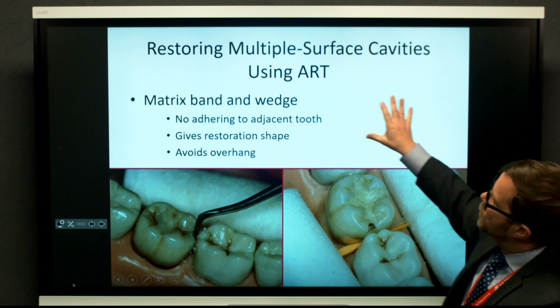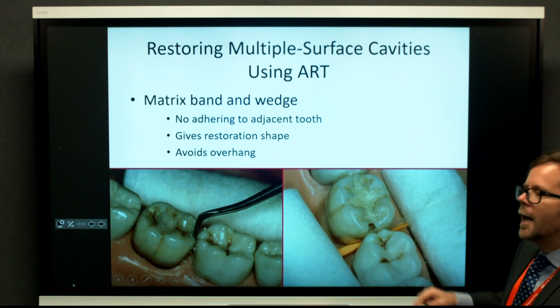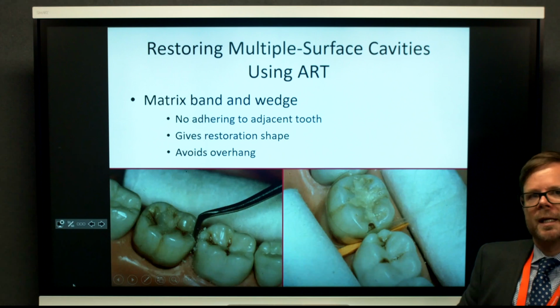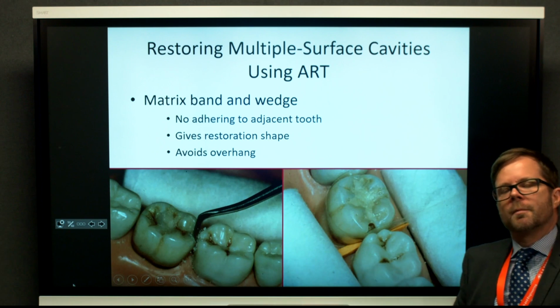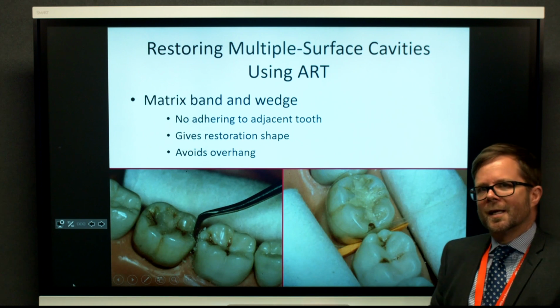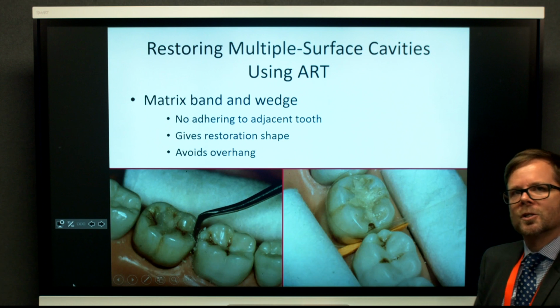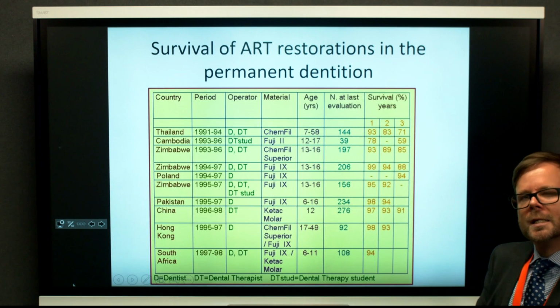Okay, but in terms of your placement technique, you will need to use something like a matrix band in order to press the material against it to give the restoration shape and to avoid overhanging margins. Again, don't worry about matrix bands at the moment. That's something that we'll talk about much later, but this is just for complete information for you.